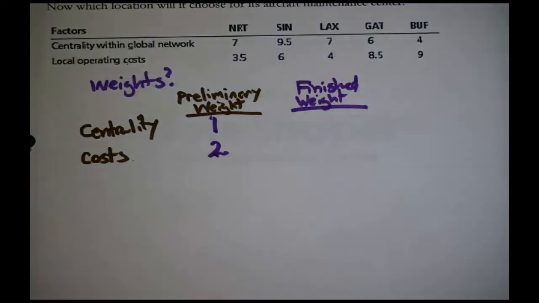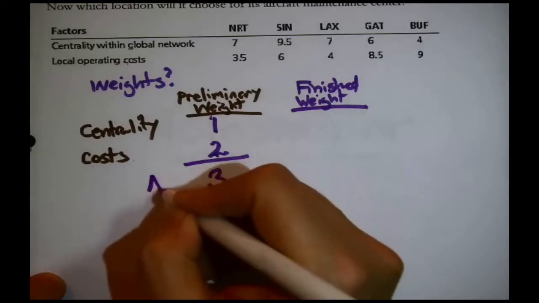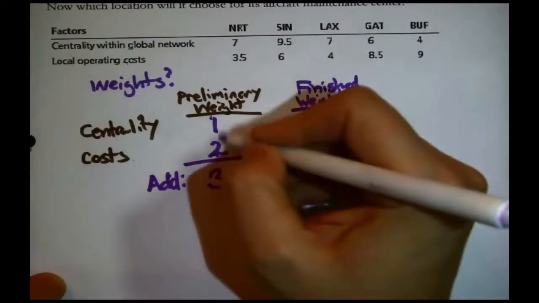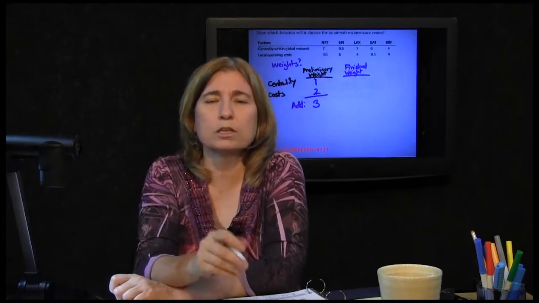How do you create the finished weight from that? First, add. Whatever you wrote here in order to reflect the statement, like this is 3 times as important as that and that's twice as important as that. There was no 3 times in this particular problem, but whatever problem you're working on, whatever numbers that you wrote down to reflect those statements, add them up. In this case, it adds up to 3.